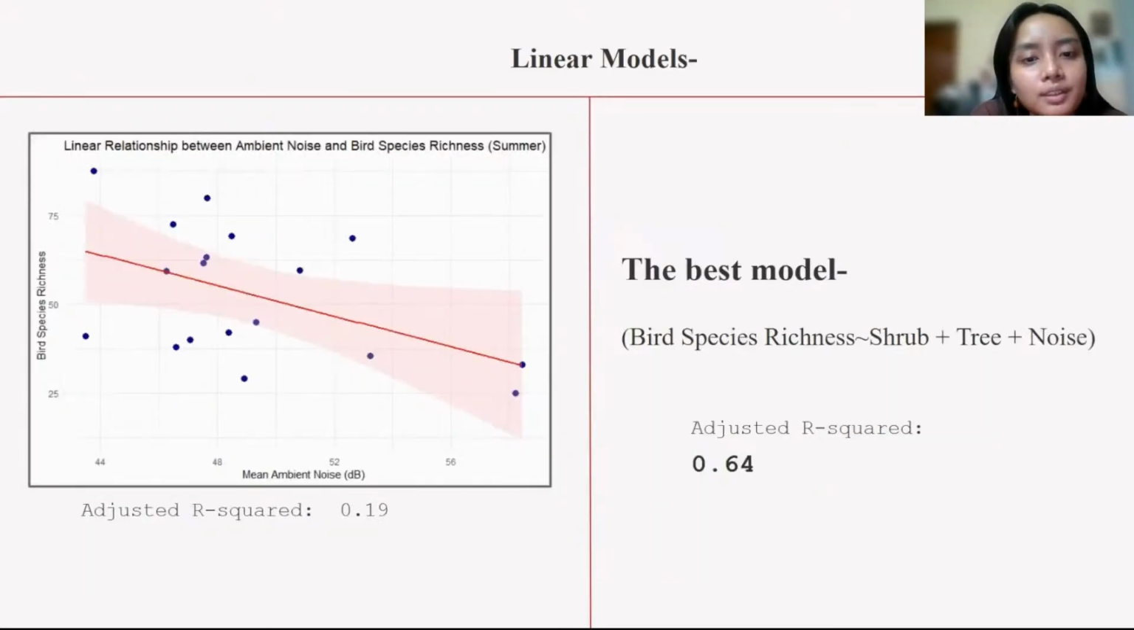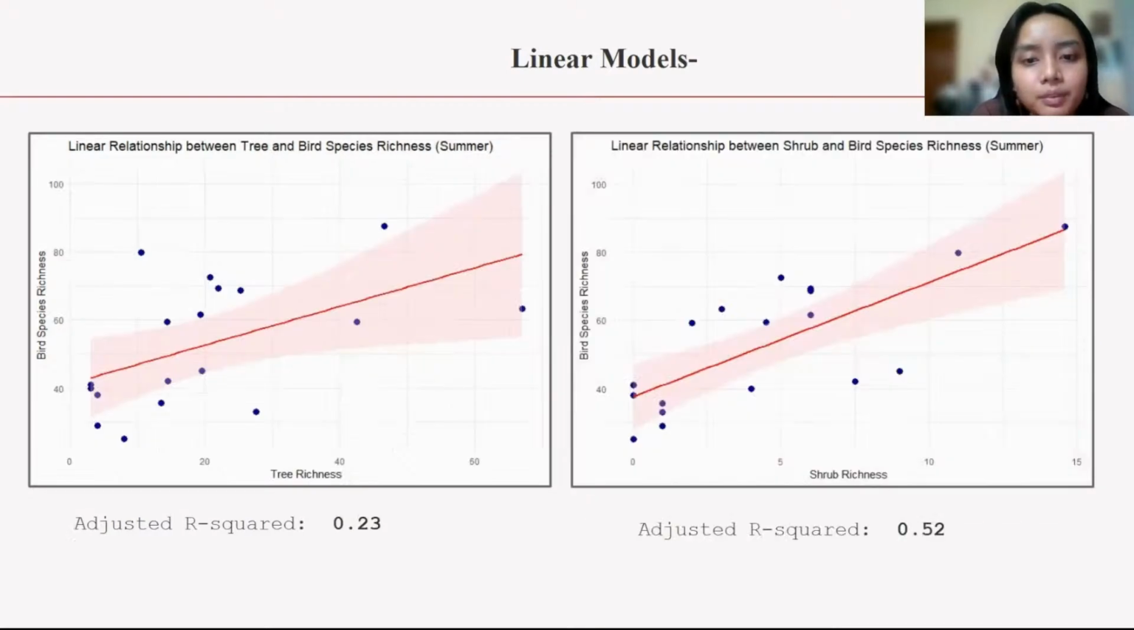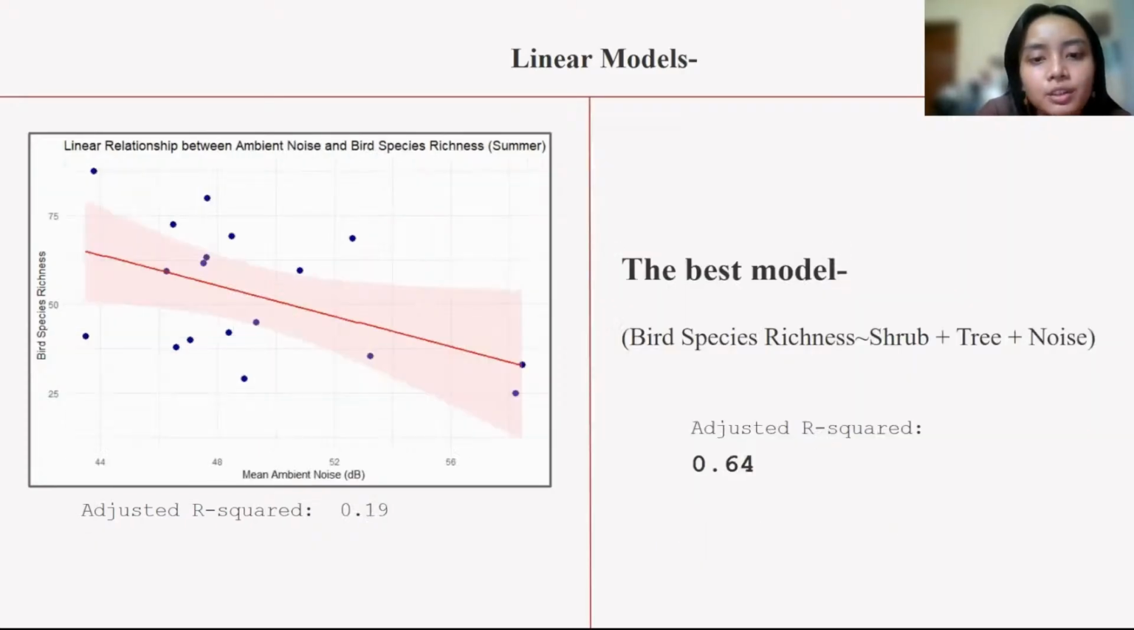We applied linear models to evaluate the influence of local scale variables like trees, shrubs, and noise on bird richness. Across these sites, we recorded a total of 121 species for the breeding season. So we built multiple models, and shrub richness alone explained more than 50% variance in bird richness. Upon combining the effects of tree, shrub, and noise levels, it explained more than 60% of the variation in bird richness. Analysis for the non-breeding season is still ongoing.